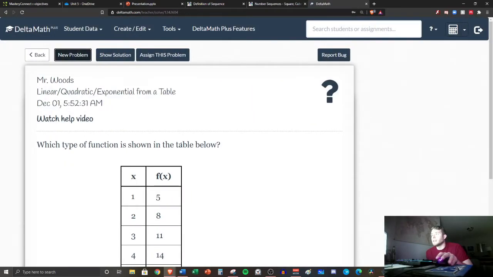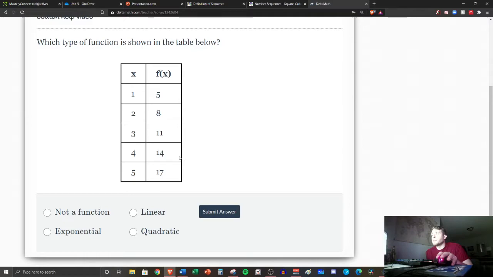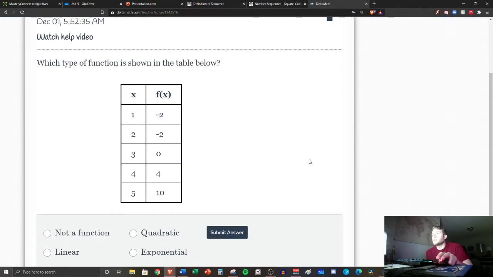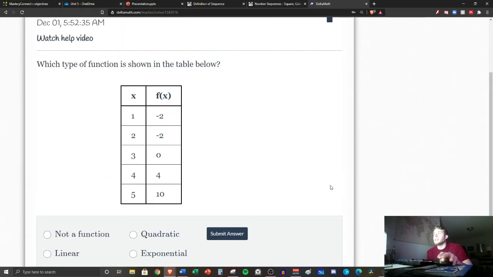All right, so we're getting a lot of linears. This one's linear, that's +3. I'm going to skip it. Interesting. Okay, so let's look at this one. I'll pause it. You tell me what you think it is.